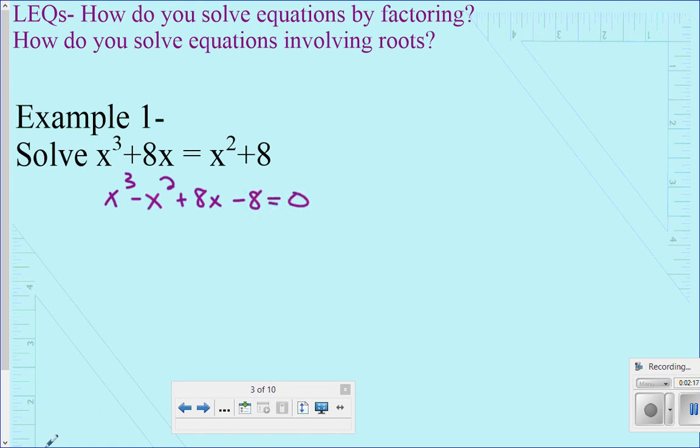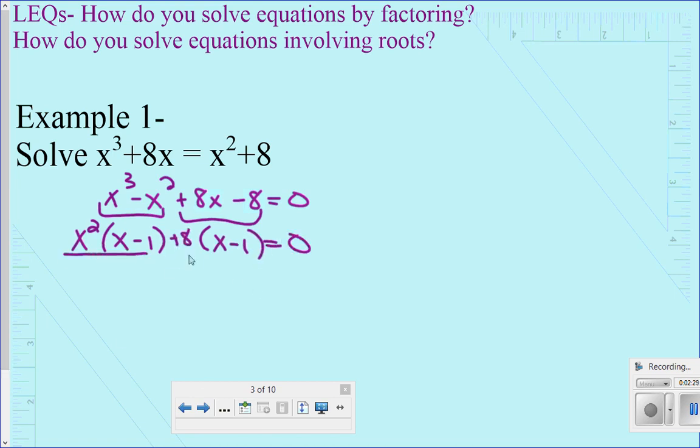So then I see 4 terms in a cubic, which I know I'm going to factor by grouping. GCF x squared times x minus 1. Copy the x minus 1 and then plus 8. And that equals 0. So I can see the GCF is x minus 1, and x squared plus 8 is what we're left with after we factor out that x minus 1. That product equals 0, so I can see that x equals 1.